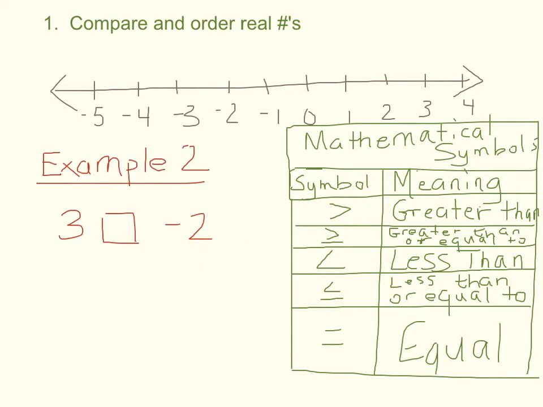Looking at our next example, we're going to compare +3 to -2. Again, I'll start by plotting both of those on the number line. +3 is here, -2 is here. +3 is to the right of -2. That means that +3 is greater than -2. So I can put the symbol for greater than, because remember, I'm reading from left to right. Here's the sentence that goes with that. 3 is greater than -2.